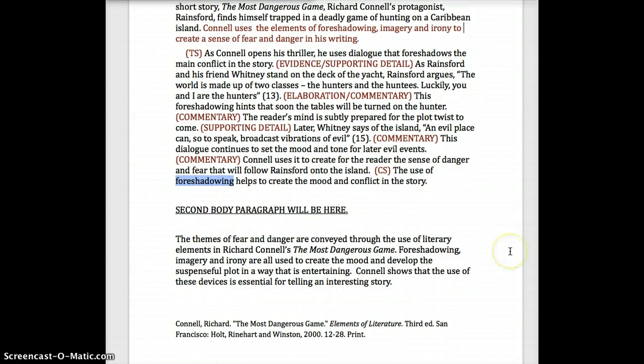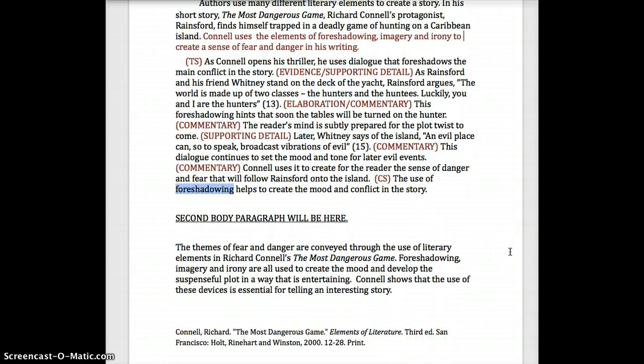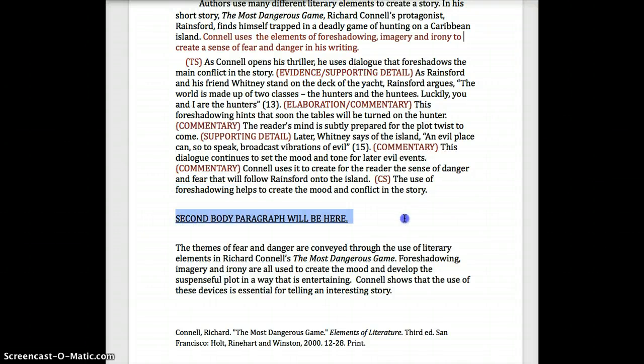You will write a second body paragraph that follows the exact same format as this one, okay? And the second body paragraph will follow the first, obviously. You'll finish with your conclusion, and the concluding paragraph just kind of sums it all up and restates the thesis that there's foreshadowing, there's imagery, there's, okay, irony in this case, and why it makes for a good short story.